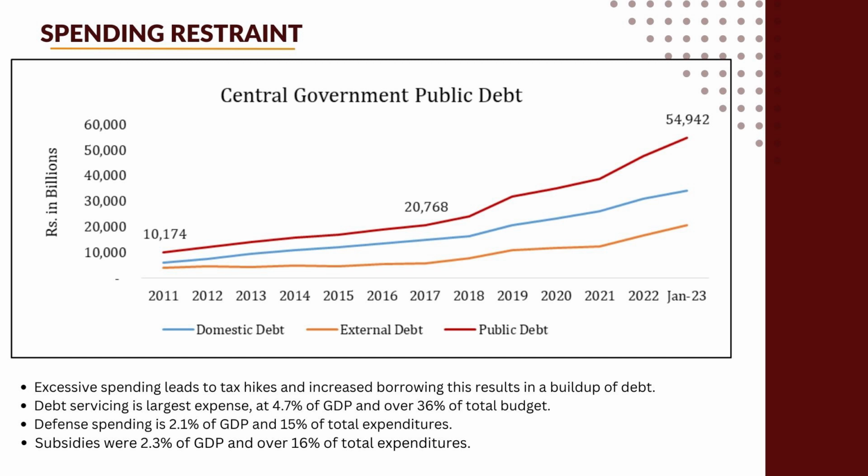This increase comprises some fresh borrowing and increase in overall public debt due to interest rate hikes and currency devaluation. But if we look at the spending patterns, then the biggest expenditure of the federal government is debt servicing, which is around 4.7% of GDP and 36% of the total budget. Next is subsidies, which is around 2.3% of GDP and around 16% of total expenditures. And the third is defense spending, which is around 2.1% of GDP and around 15% of total expenditures. So this shows that we are spending much higher than our revenues.